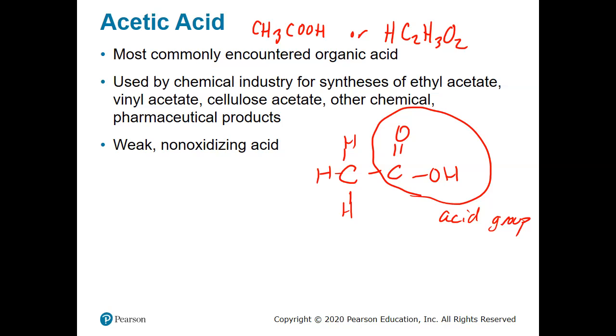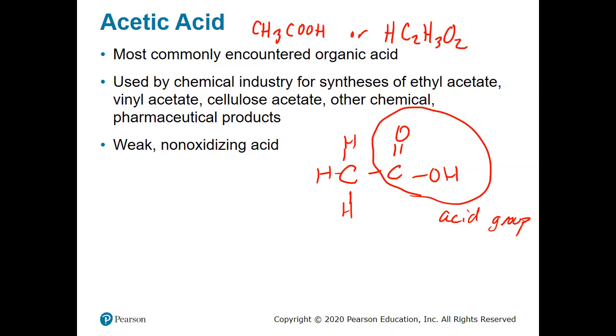Where we see it used, acetic acid is often used for quite a few different kinds of chemical products. In particular, the creation of a number of different kinds of esters. So products like ethyl acetate, vinyl acetate, cellulosic acetate. A lot of these are precursor products for other larger organic materials, but they kind of get their start.